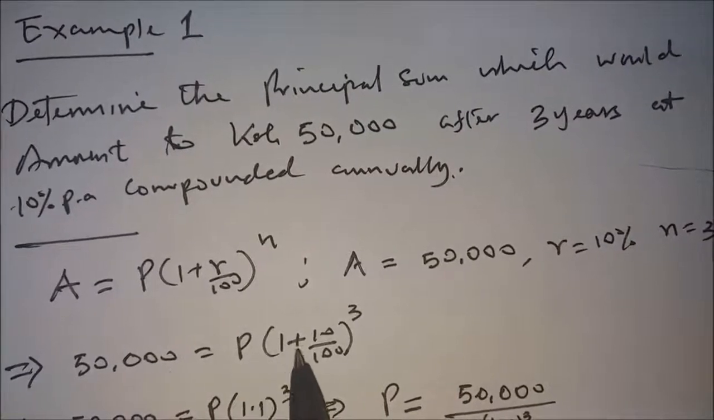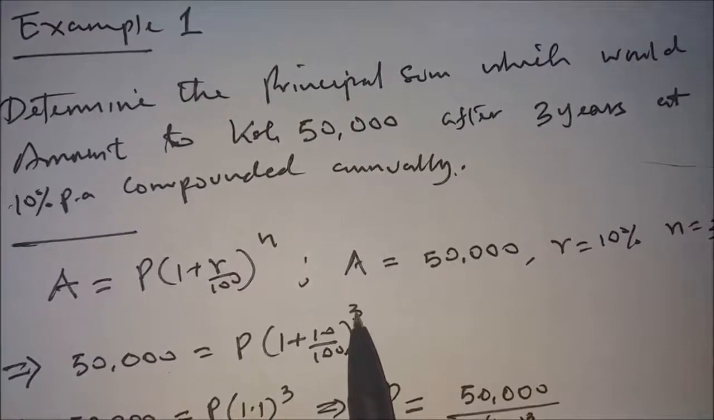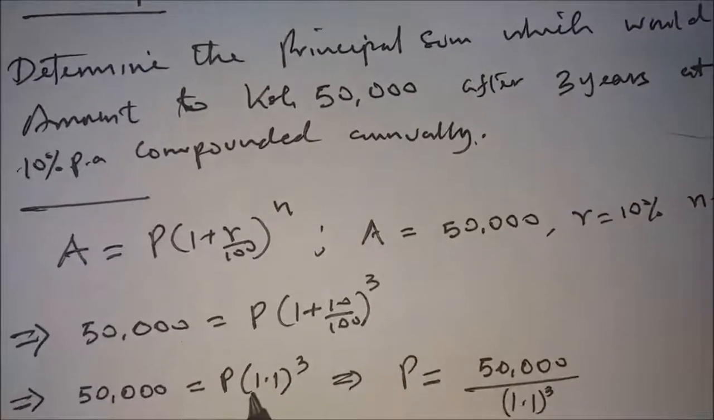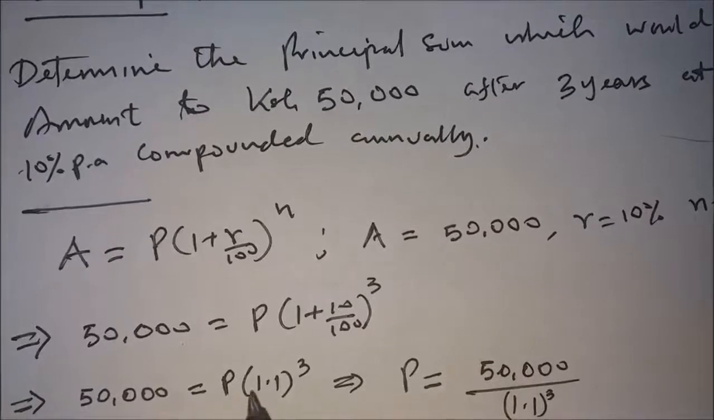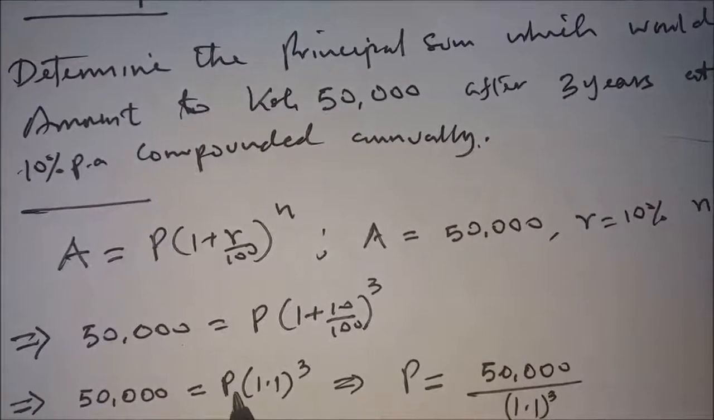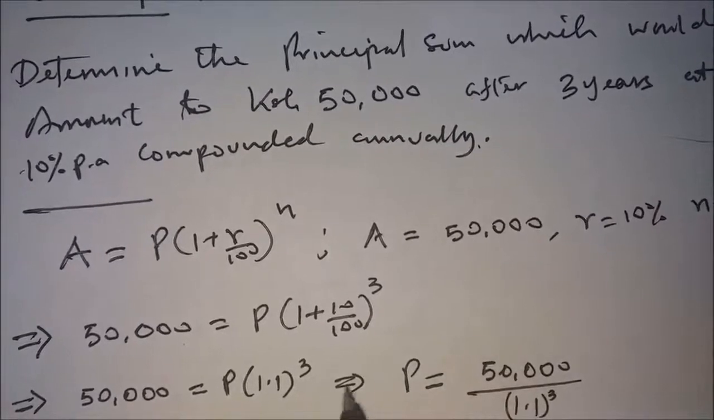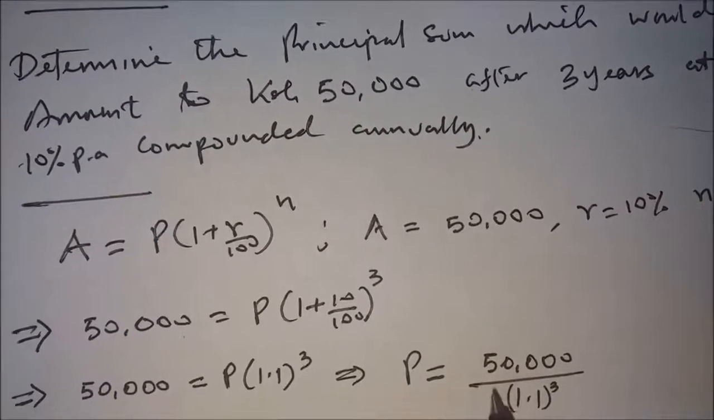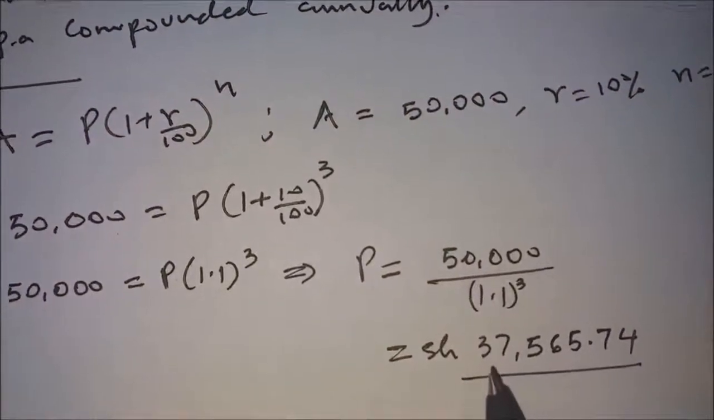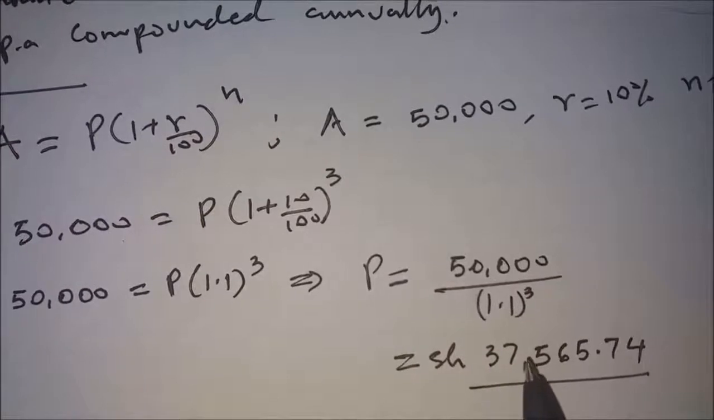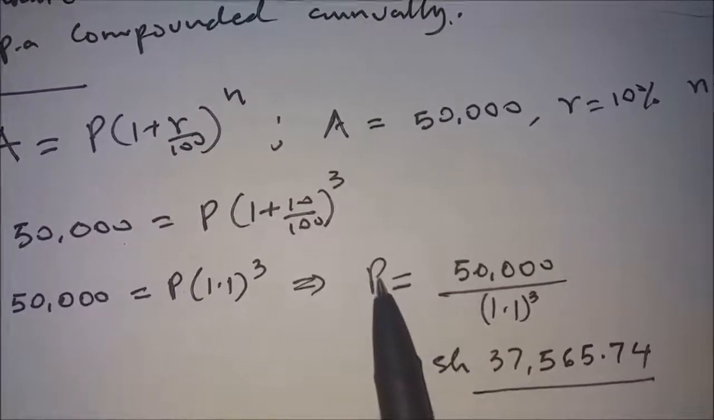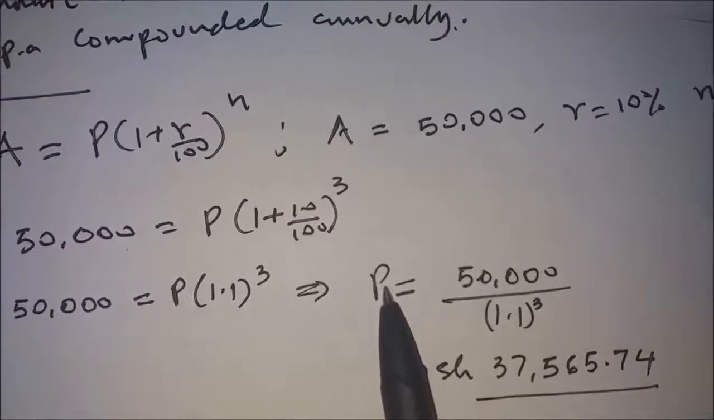50,000 equals P into 1 plus 10 over 100 to the power 3. We simplify the right hand side and we have 50,000 equals P into 1.1 to the power 3. It's a simple equation in P, so we can get P by dividing both sides by 1.1 to the power 3. And here we are, and we can apply our calculator to get 37,565.74 as the value of the principal P.